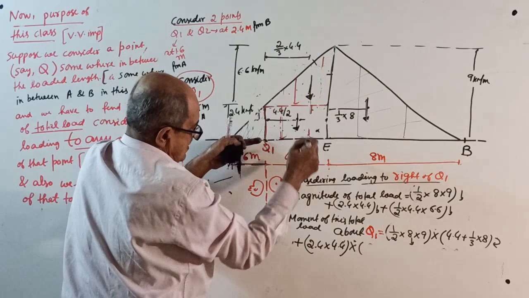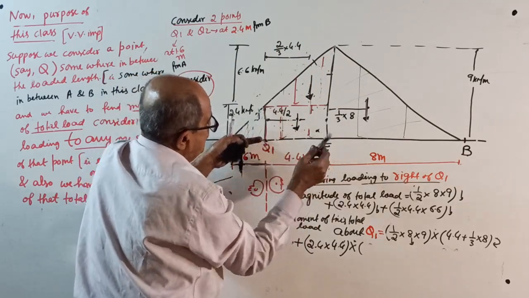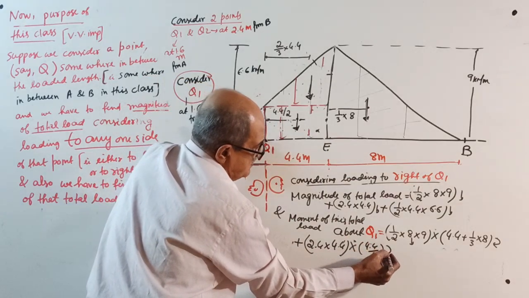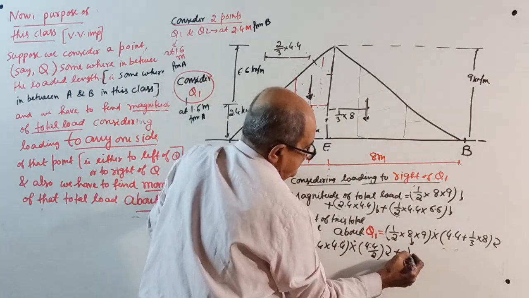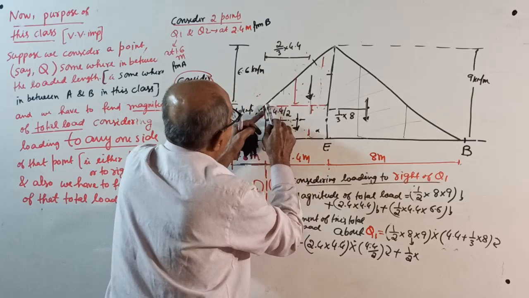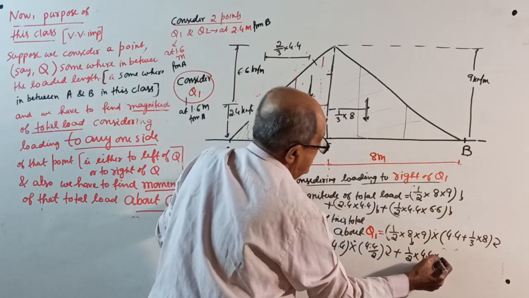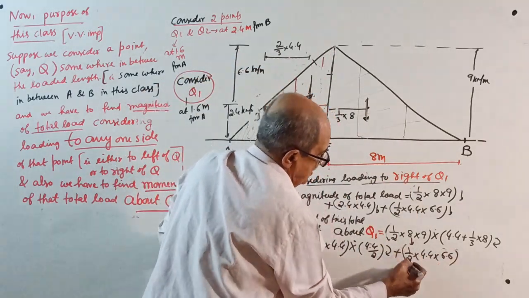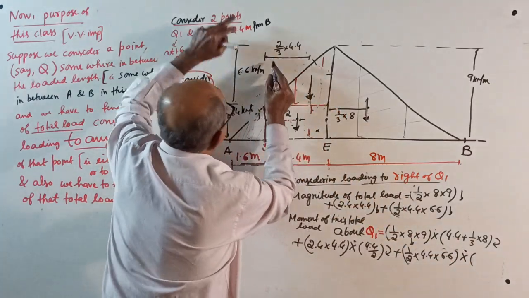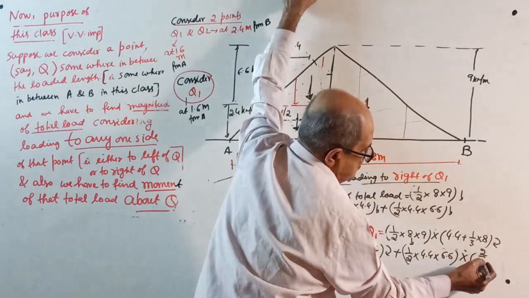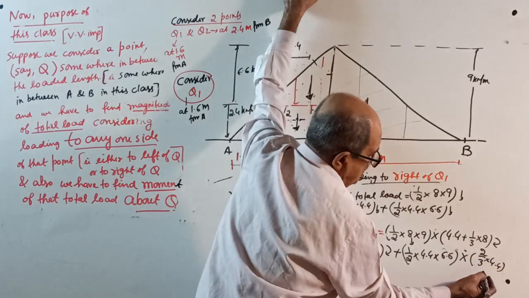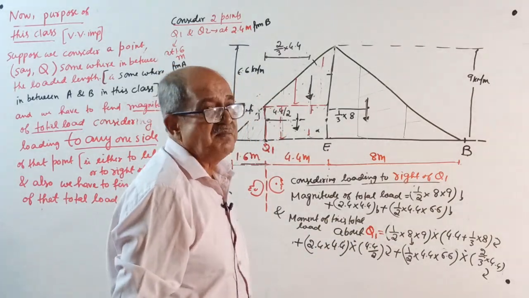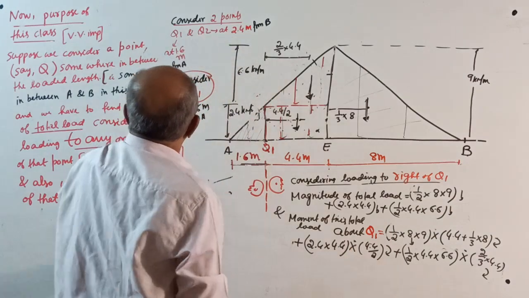Okay, now write here: 2.4 into 4.4 into half of 4.4, that is clockwise, plus once again half into 4.4 into this height, 6.6, the total load multiplied by 2/3 of 4.4, that also clockwise, over. You calculate that answer; both answers will come the same. Okay, now Q1 is over.